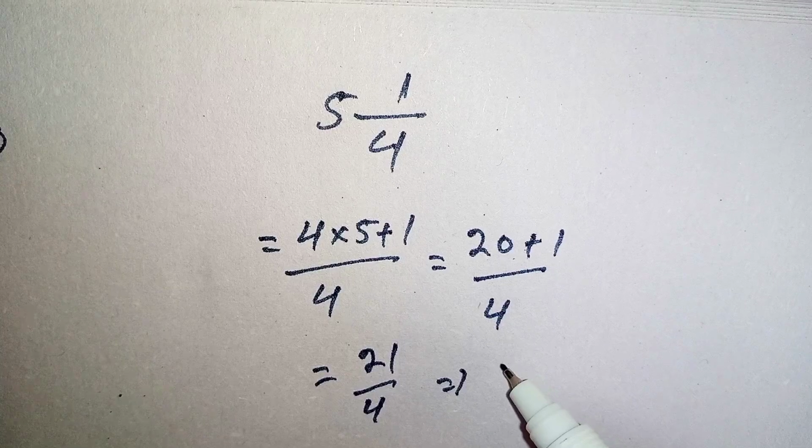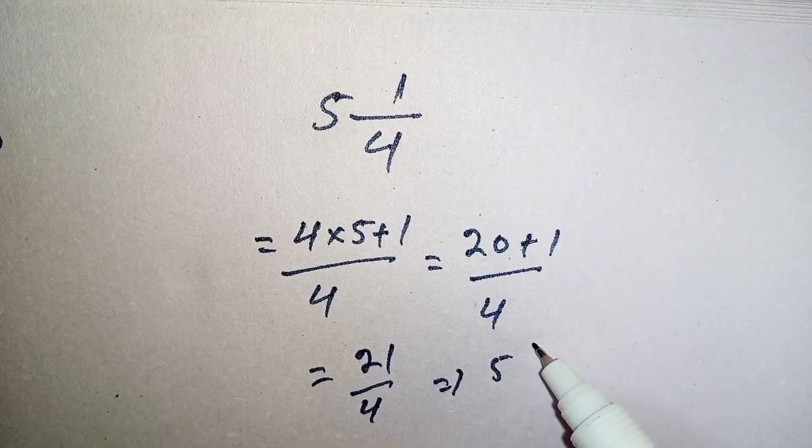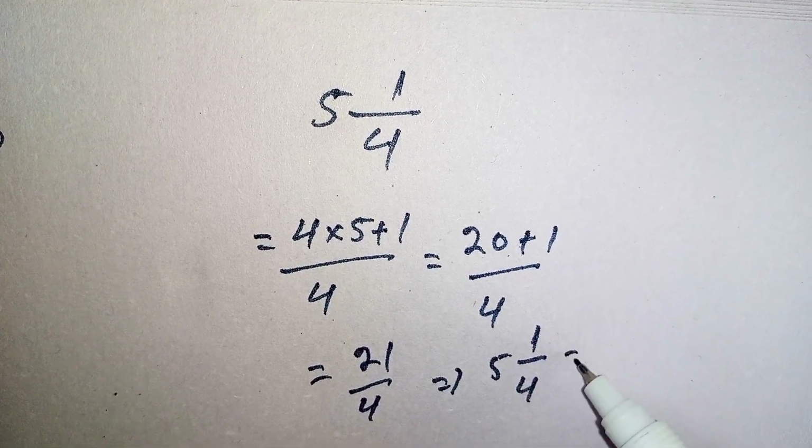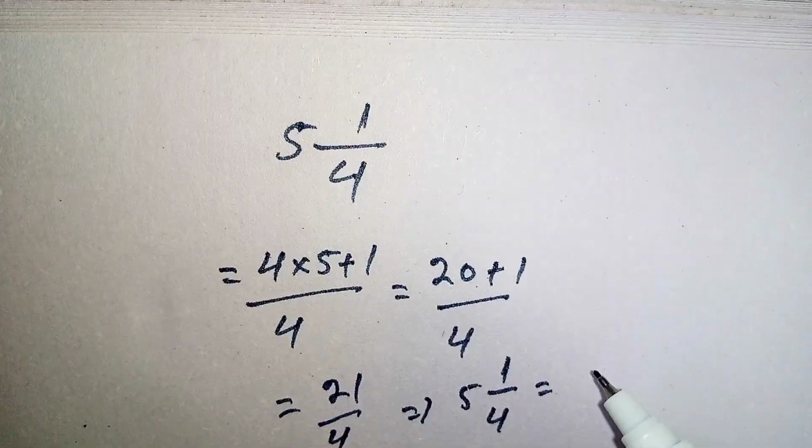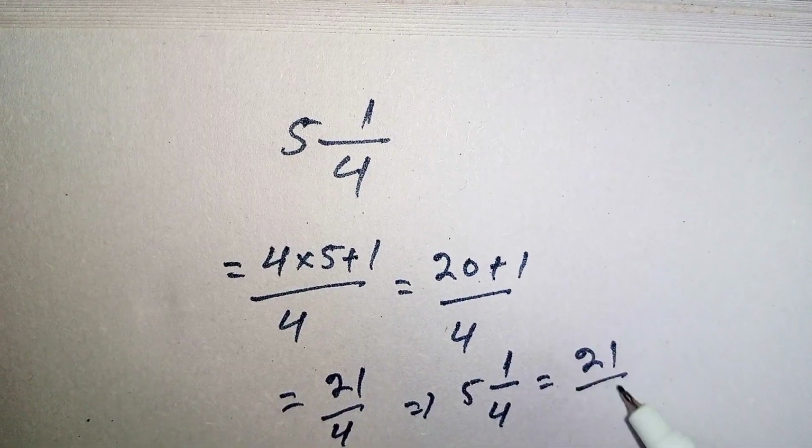So we can say that when we convert the mixed number 5 and 1 over 4 into an improper fraction, the answer will be 21 over 4.